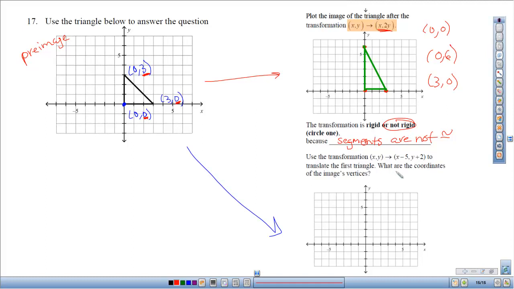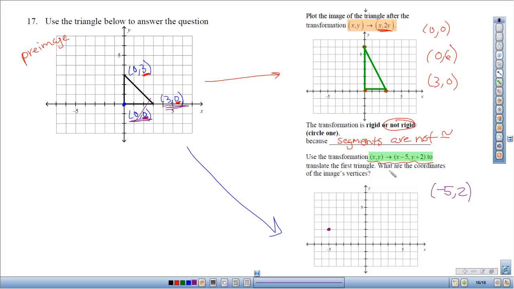Okay, now we're going to come down here and do this transformation right here. And it says that we're going to take the x values and subtract 5 and the y values and add 2, and we're just going to do exactly what we did before. So 0, 0. What if I did 0 minus 5? That would give me negative 5. And what's my 0 plus 2 would come out to be that. So I'm going to go negative 5, up 2. There's my new point. Okay, I got that one done.